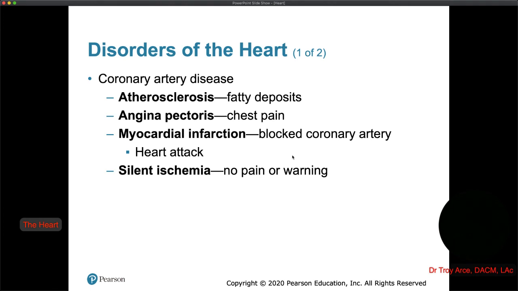Disorders of the heart: you have coronary artery disease and atherosclerosis, which is fatty deposits causing angina pectoris, or pain. If serious enough, you get a myocardial infarction, which is a blocked coronary artery and heart attack. A lot of people have no pain or warning. They have silent ischemia, which is lack of circulation to the muscle tissue.